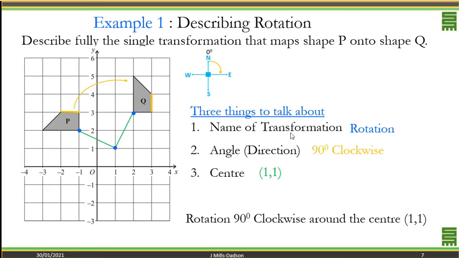So just to recap, the name of the transformation, we know it's rotation. To know the angle and direction, go to the object, which is the P. Look at the top of P. Go to the image. Look at where that point is facing, and look at the compass to decide. Okay, north is to east now. North to east can be done by 90 degrees clockwise.